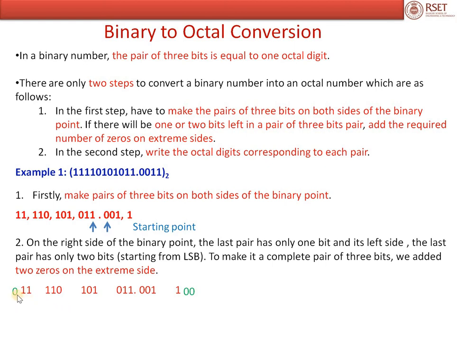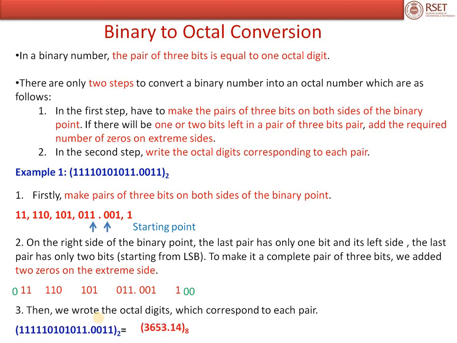Now you can see each pair includes 3 bits. So we can write the corresponding octal digit. So its octal number is given by, this corresponds to 3, this corresponds to 6, this is 5, this is 3, then 1, then 4. So this is the conversion of a binary number to an octal number.